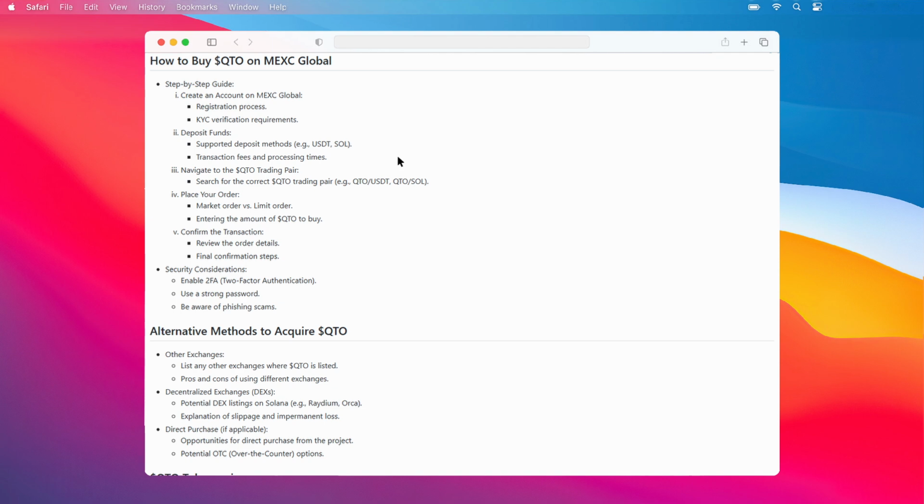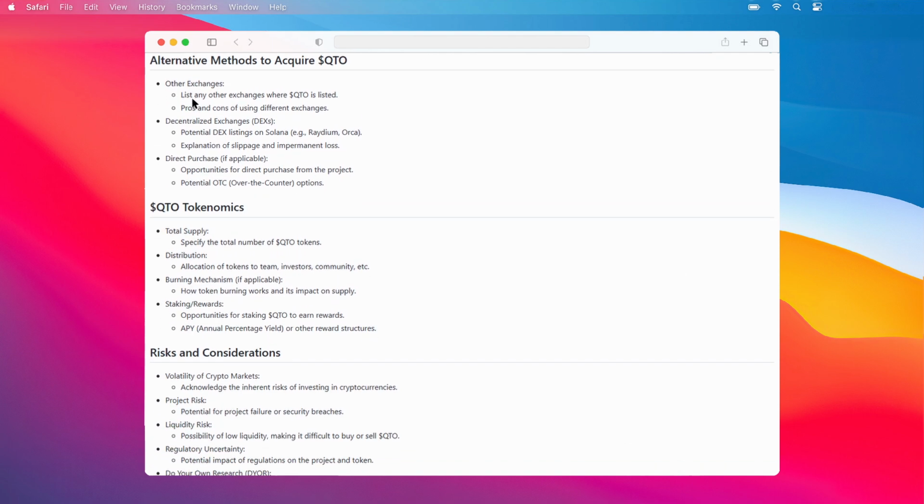First, investigate other centralized exchanges where $QTO might be listed. Consider the pros and cons of each exchange, such as trading fees, liquidity, and security. Next, explore decentralized exchanges, or DEXs, that might offer $QTO trading, especially on the Solana blockchain. Examples include Raydium and Orca.